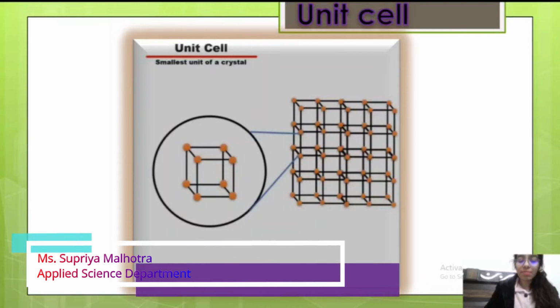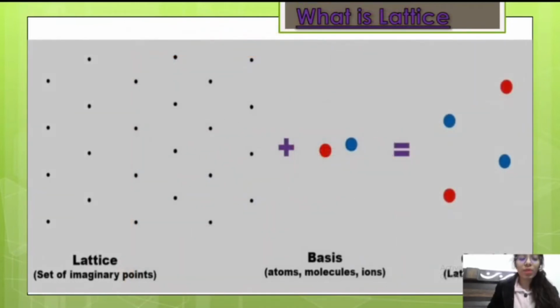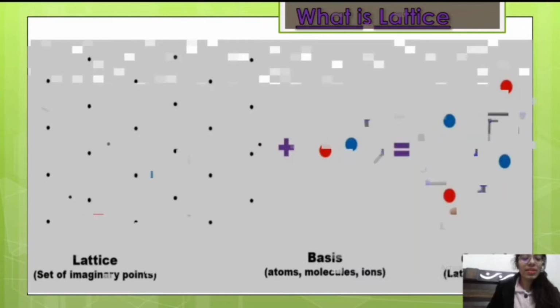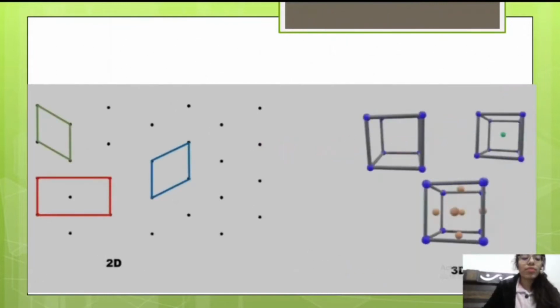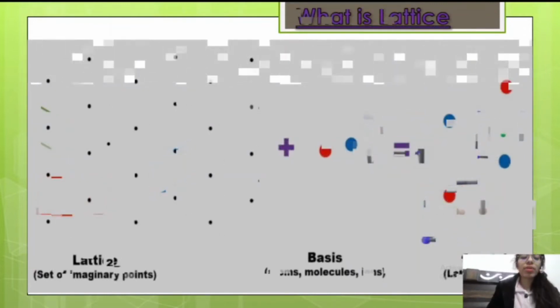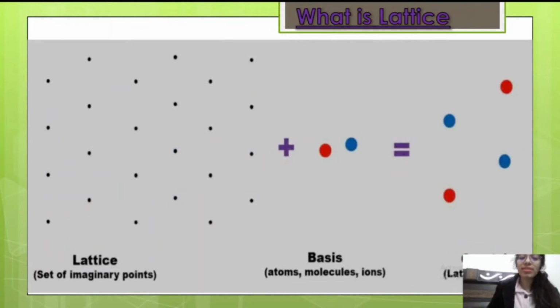A unit cell may be defined in terms of lattice point. So what is lattice? Lattice is a set of imaginary points that describe the arrangement of atoms or molecules in a crystal. This atom or molecule is called as basis. When the basis is arranged at the lattice points, they can form the crystal. So crystal is equal to lattice plus basis.